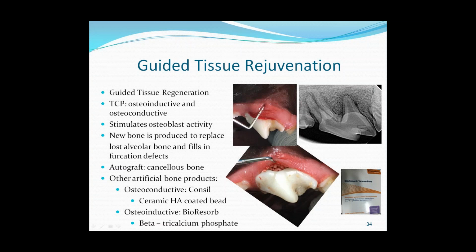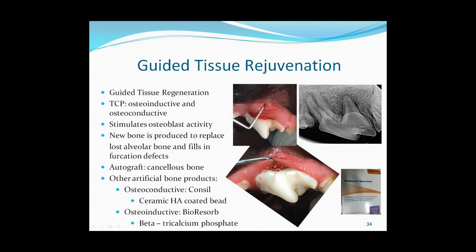So on the upper right-hand side, we can see that we've lost bone around the upper fourth premolar tooth, the distal root. There's no radiolucency indicating endodontic disease because we can still see the periodontal ligament. So we've lost the bone in the furcation and around the distal root.